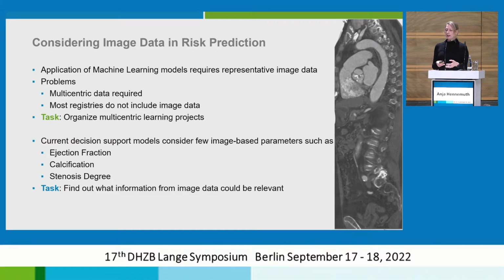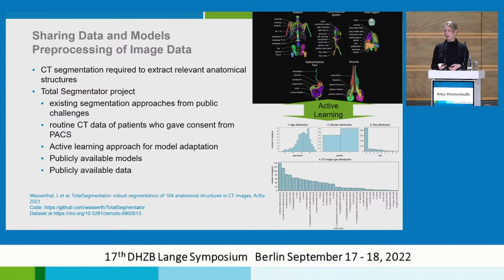When we want to do that and use machine learning for it, we typically need representative image data. We heard that in the previous talk also. And if we want a representative model which is widely available, that should be multicentric data. So that is the first task for us as engineers: make these multicentric learning projects possible. Then, of course, when looking at the way image data is currently used in decision support, there are very simple parameters derived from the image data. So the next task for us is to find out what is the relevant information in these data sets and how that could be integrated.